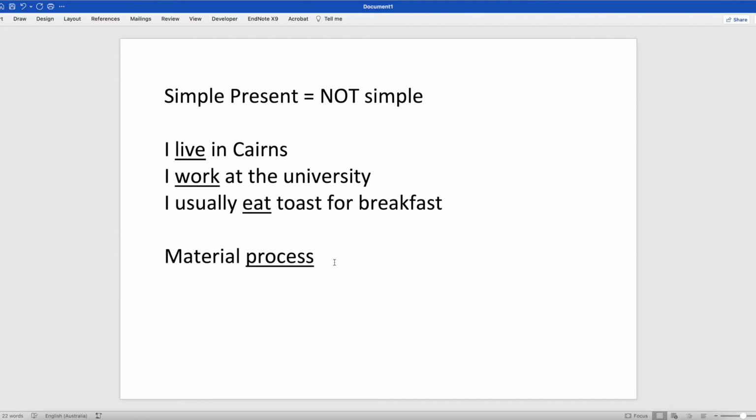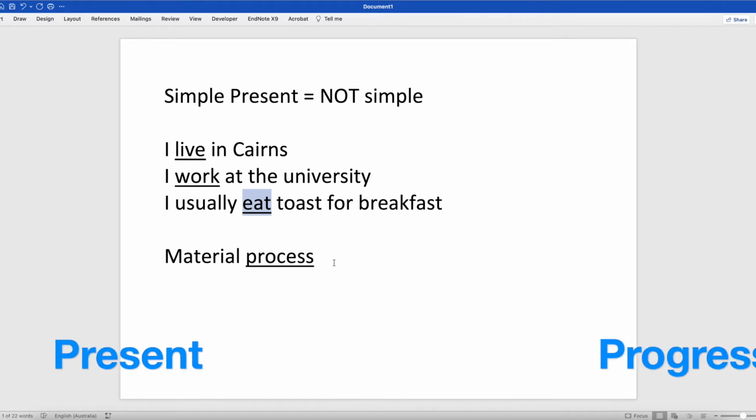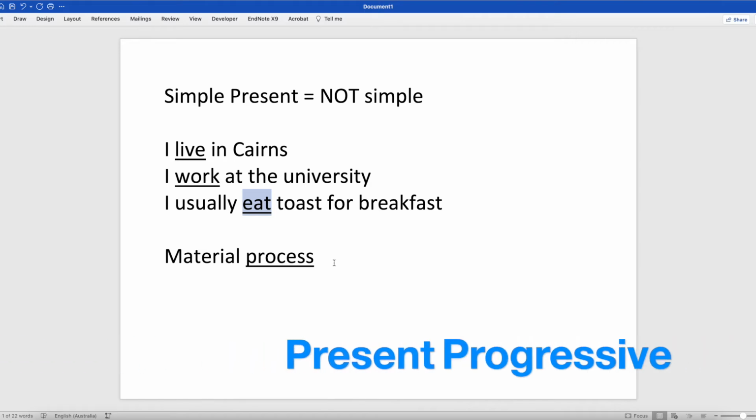So anyway, with material processes, the examples I've given here show that when we use the simple present with a material process, it does not mean that the process or the event is happening just at this moment. It's happening, as I mentioned, in the past and in the present and in the future, with all three of them. If we wanted to show that the process, say, of eating is happening just in the present moment, then we would use the present continuous or the present progressive.